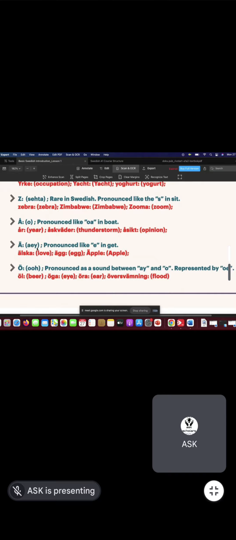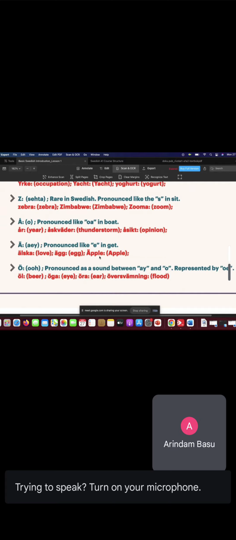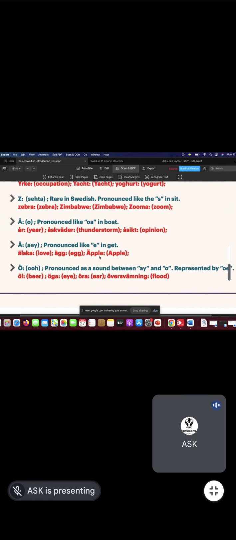Next is Elska. That means to love. Jag älskar mean family means I love my family. Egg, and this is play. A sound, we play. Start with A. And the last one is all, oga, ora, over, swimming. Over, swimming.